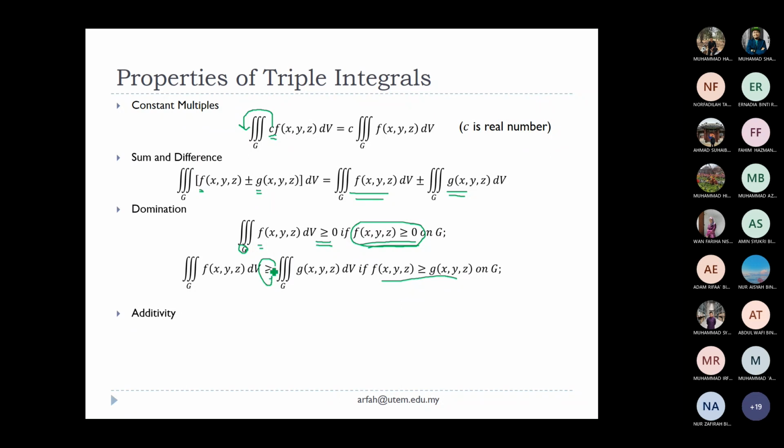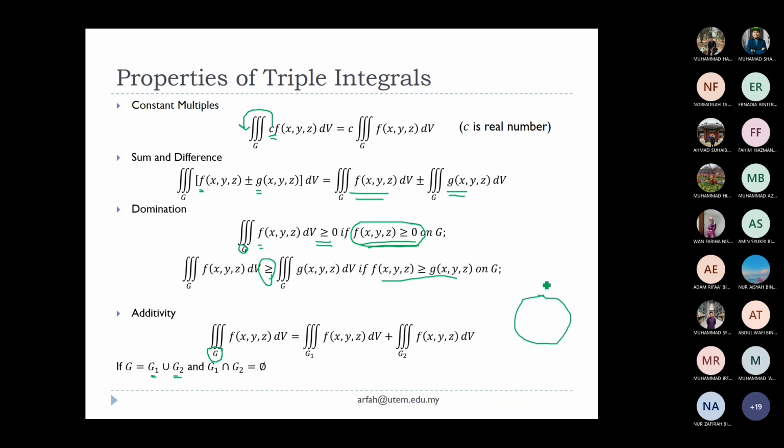So for additivity rule, let's say you have function f and function f actually consists of the region G that we would like to find, by which G consists of the union of region G1 and G2. Okay, meaning that let's say this is the region, so this is region G. So kita boleh separatekan to have G1 and also G2. So this is the region that we would like to find the integration.